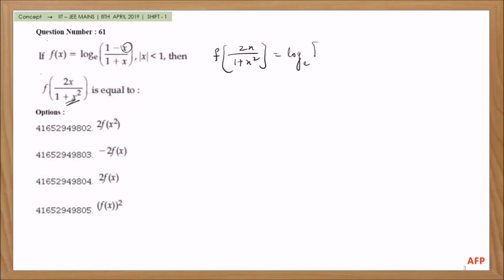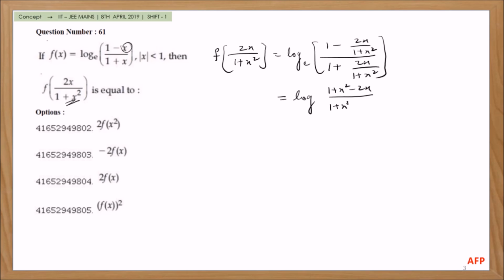So log to the base e of (1 minus 2x divided by 1 plus x square) divided by (1 plus 2x divided by 1 plus x square). If you take the LCM, we get 1 plus x square minus 2x divided by 1 plus x square plus 2x. The denominators are the same, so they get cancelled. The numerator you can write as 1 minus x whole square, divided by the denominator, 1 plus x square.